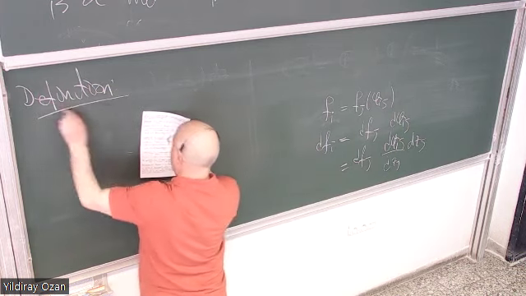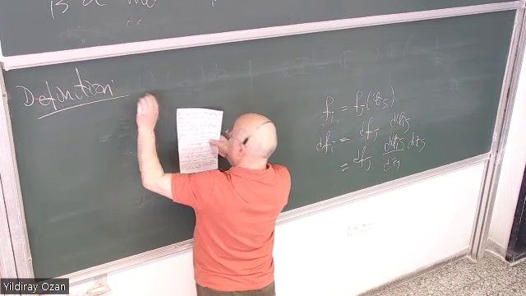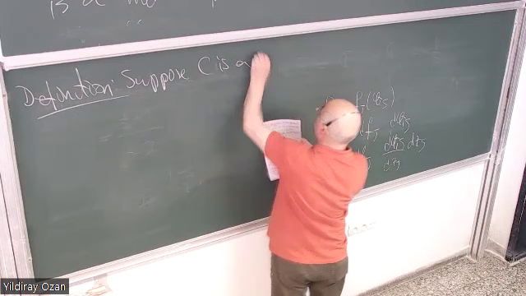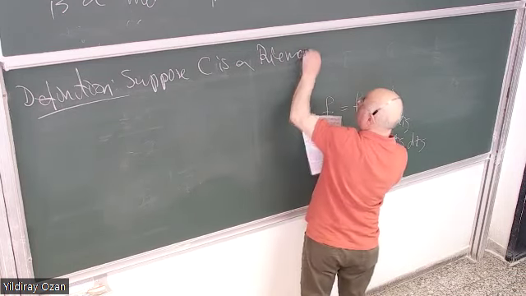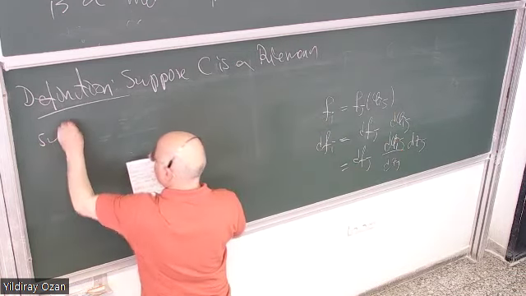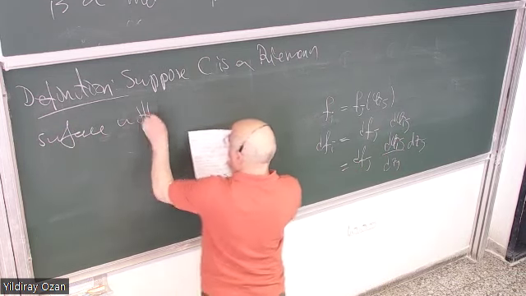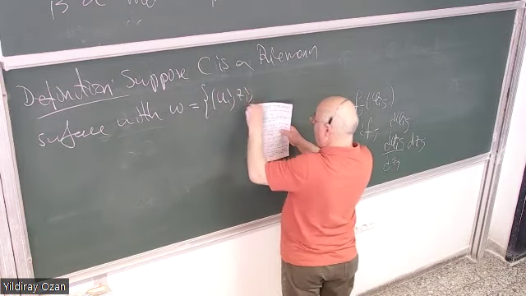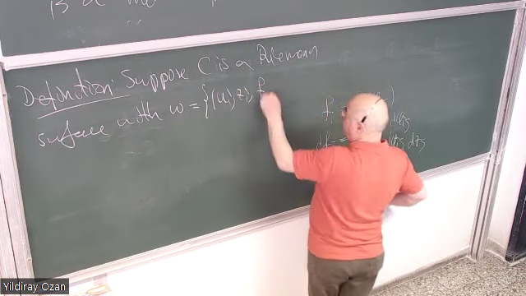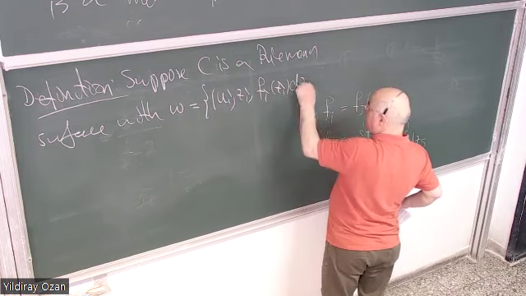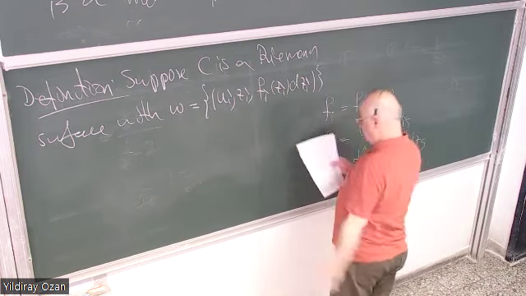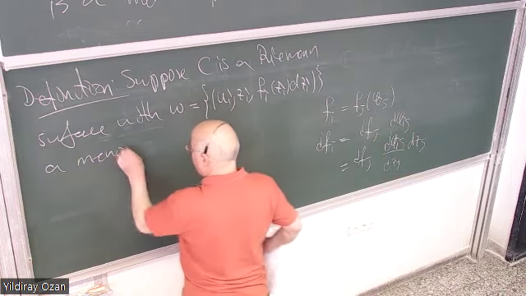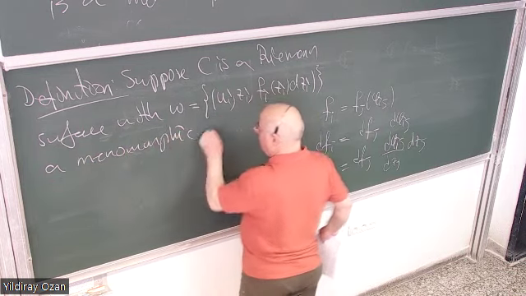Definition. Suppose C is a Riemann surface, with omega, ui zi, fi zi dzi, a meromorphic one form on C.